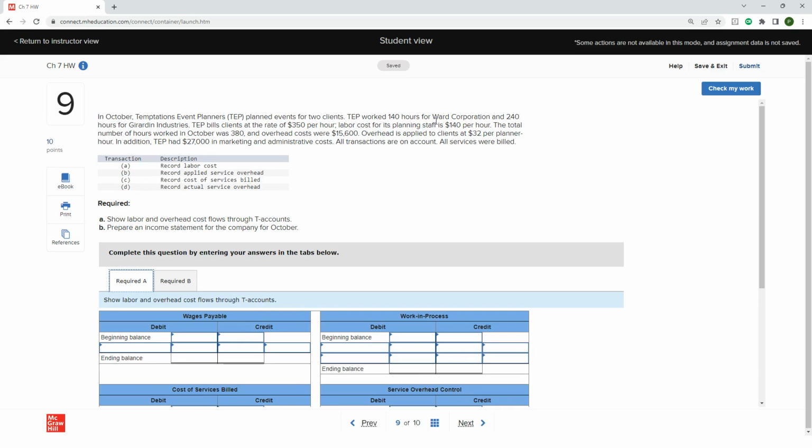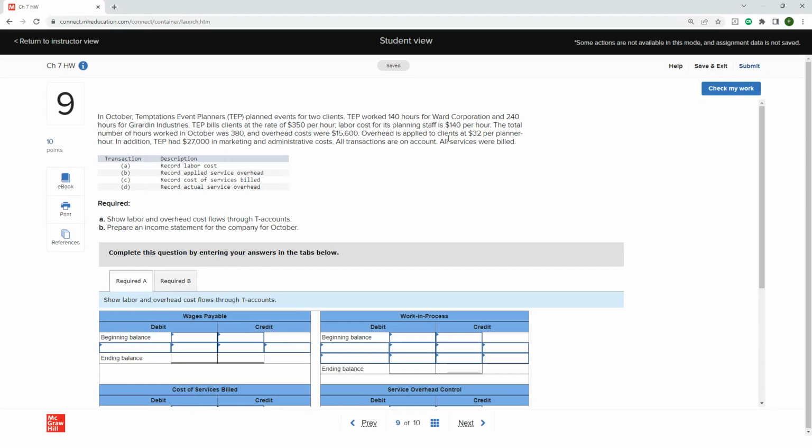Labor cost for its planning staff is $140 per hour. The number of hours of work in October was 380, and overhead costs were $15,600. Overhead applied is $32 per planner hour, and in addition, we had $27,000 in marketing and administrative costs. So it wants us to record labor cost, applied service overhead, cost of services billed, and actual service overhead.